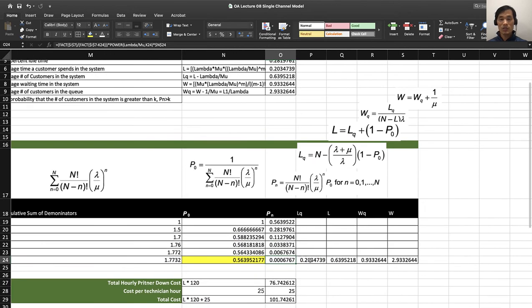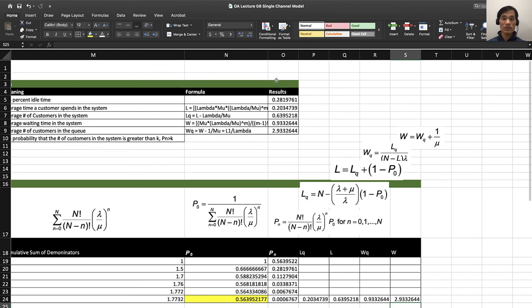And LQ is right here. LQ is N minus (lambda plus mu) over lambda times (1 minus P0). I also put the formula in there and calculate it. I have LQ as 0.203 and L as 0.63 from this formula. WQ is LQ over (N minus L) times lambda. I calculate that, and that's 0.933. W is WQ plus 1 over mu. So R24 over here plus 1 over mu will give you that value.